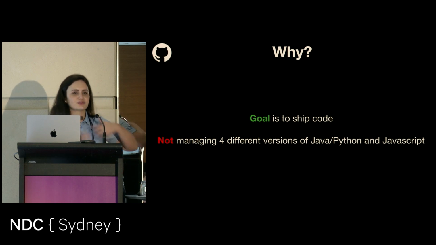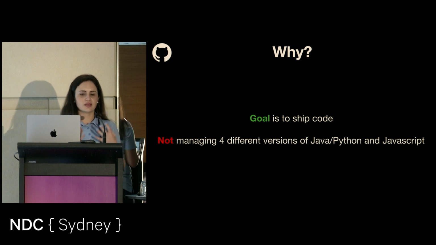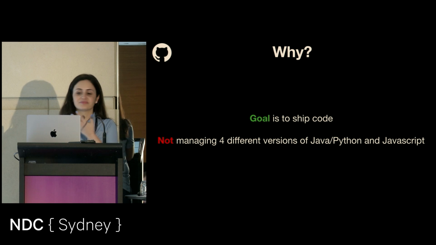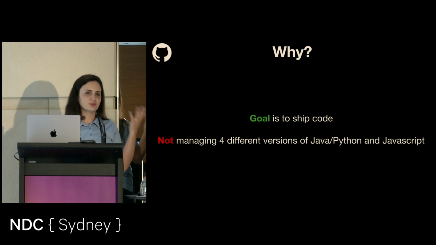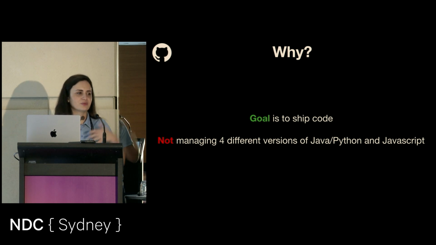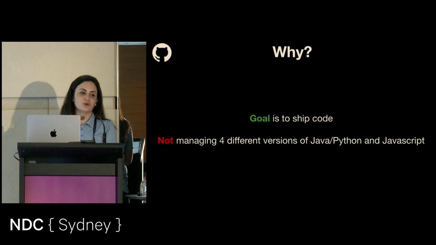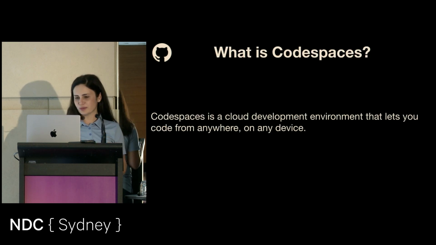Talking about all of these problems, the idea here is that developers are not here to manage 4 different versions of Java or Python or whatever. This is just an example, but they are here to write code. They want to be productive. They want to be adding value. They want to create new features for their customers. They don't want to have to do all of this work. And that's where we're going to get into Codespaces.